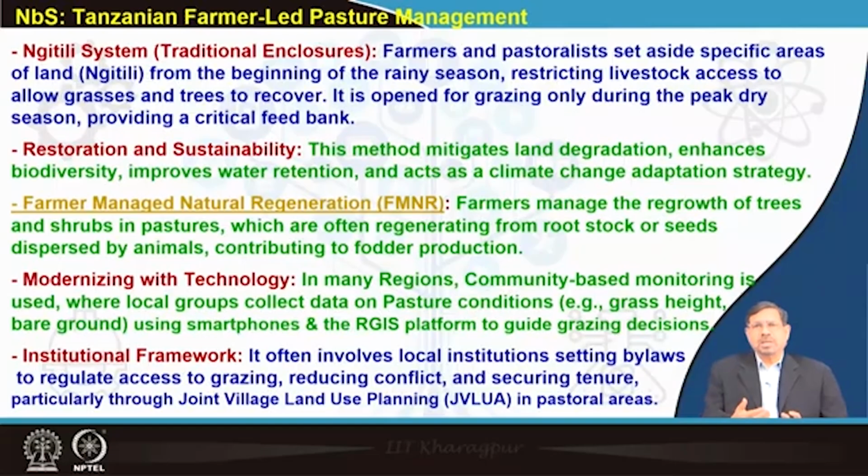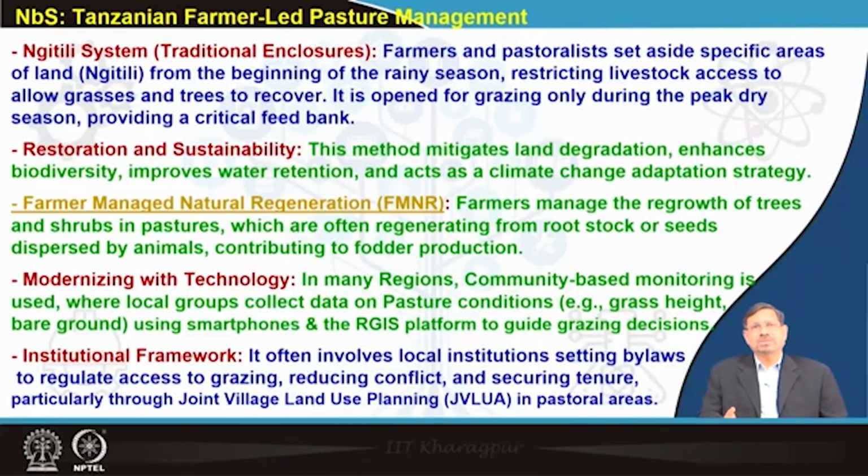That means it is allowed for grazing only during the peak dry season, when in other places the feedstock is not available. So, that means it provides a critical feed bank during the dry season. Restoration and sustainability: this method mitigates land degradation, enhances biodiversity, improves water retention, and acts as a climate change adaptation strategy.